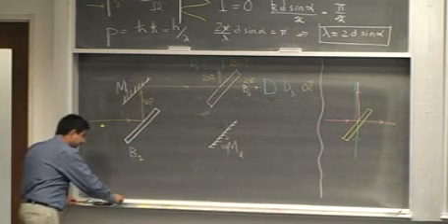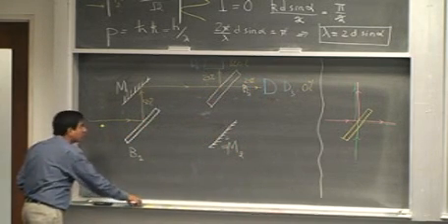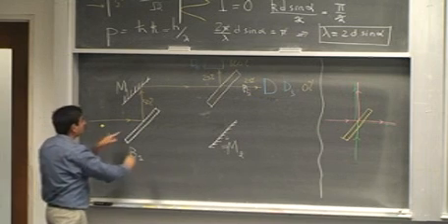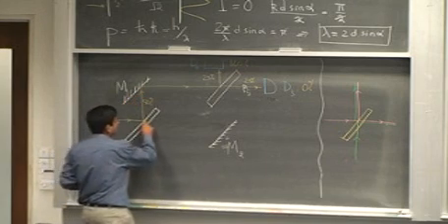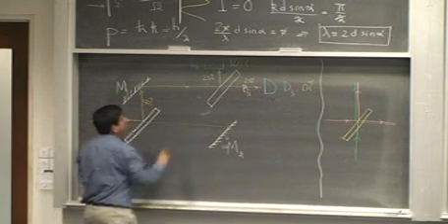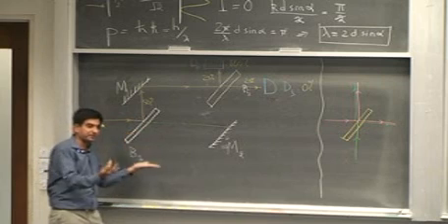But there are two more possibilities. The possibility is that this photon, instead of being reflected here, is transmitted. And what's the probability for this happening? 50%.